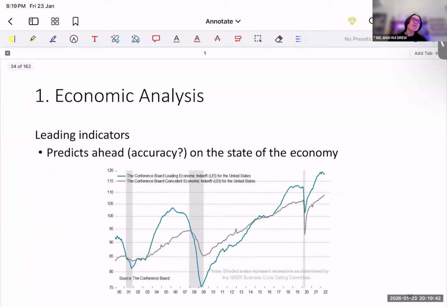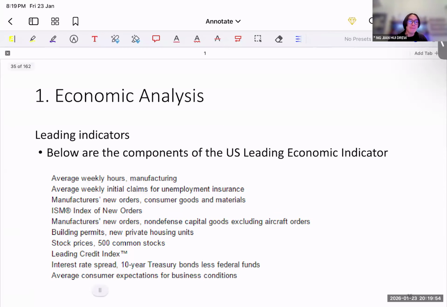Now the question is, how do we predict how the economy is going to react or how the economy will be in the future. This is where your leading indicators are.